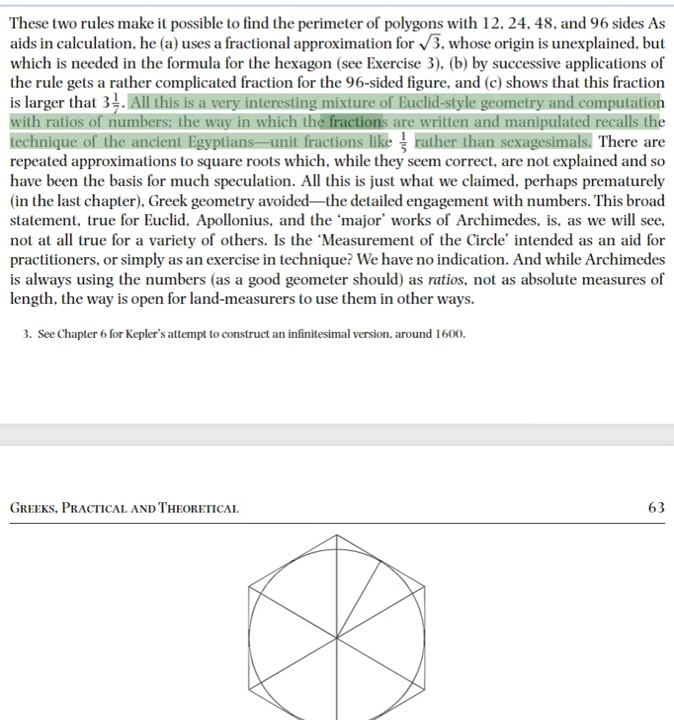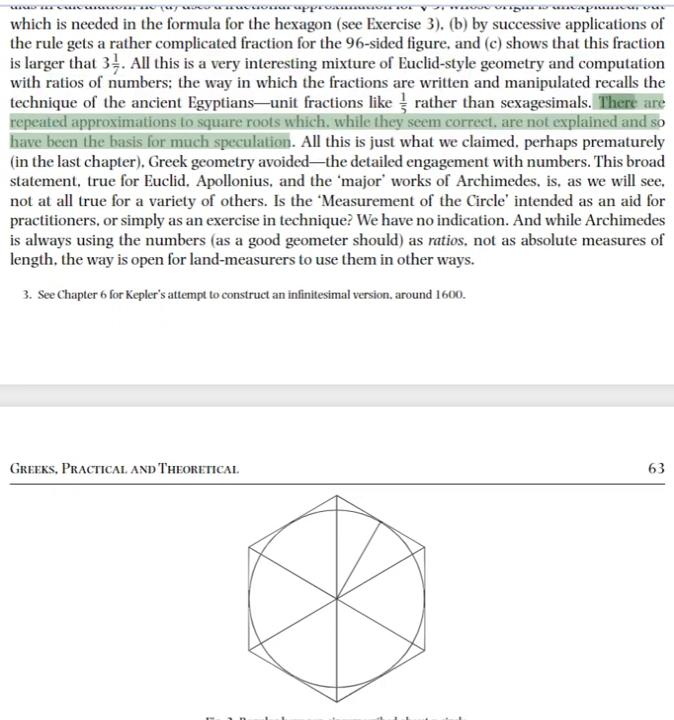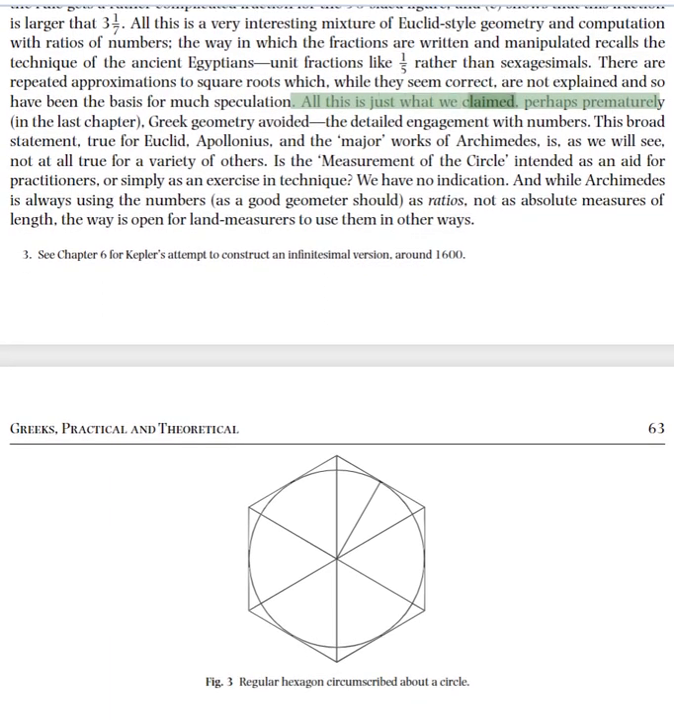The way in which the fractions are written and manipulated recalls the technique of the ancient Egyptians, unit fractions rather than sexagesimals. There are repeated approximations to square roots which, while they seem correct, are not explained and so have been the basis for much speculation. All this is just what we claimed, perhaps prematurely.